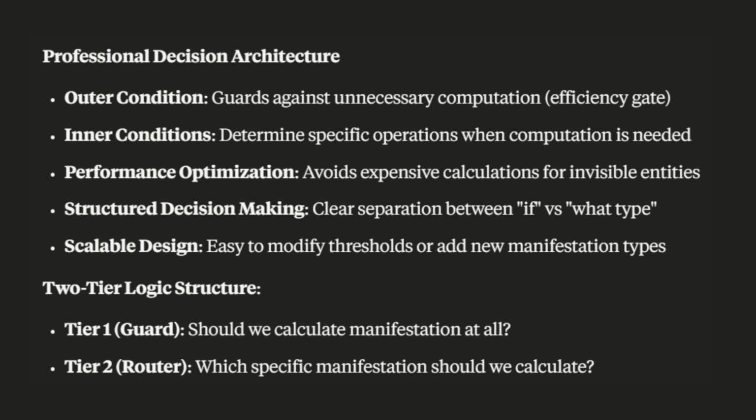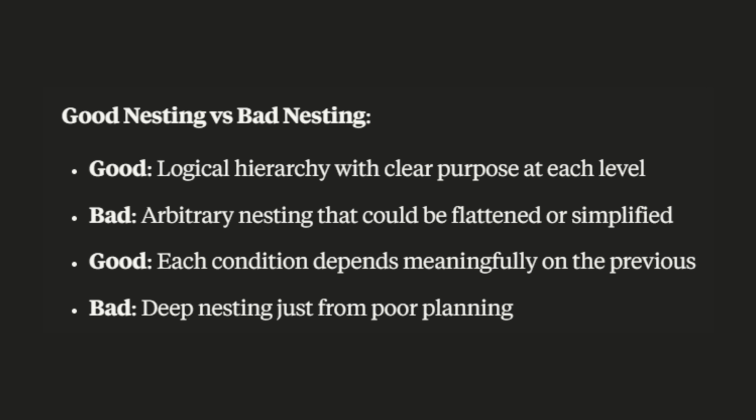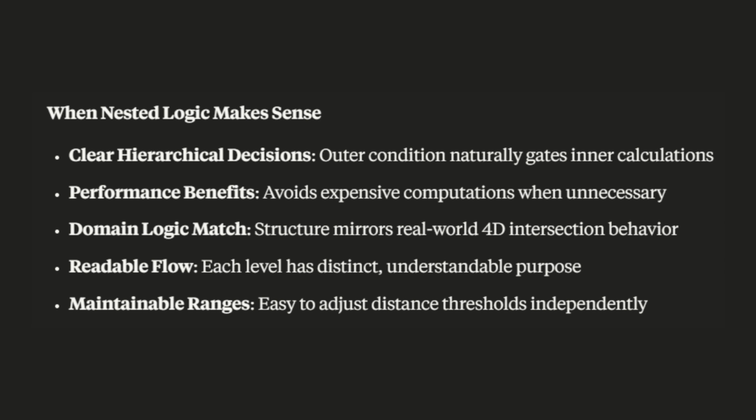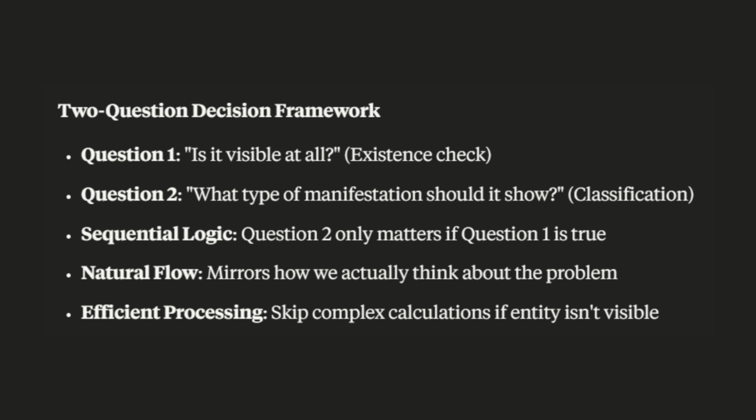This nested structure demonstrates professional decision architecture. The outer condition controls whether we do calculations at all, while the inner condition determines exactly what calculations to perform based on precise distance ranges. You might have heard that nested if statements should be avoided because they can make code complex and create hard-to-find bugs. That is often true, but our case here is actually a good example of when nested conditionals do make sense. We're using nested logic because we have a clear hierarchical decision structure.